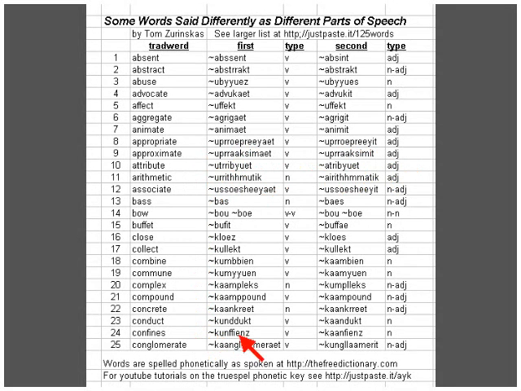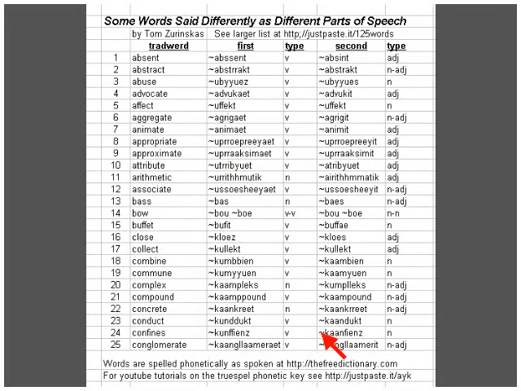Confines. Confines as the verb form. Stress was on that F. Confines. Stress is on the first syllable. And the S sound is a Z in both forms.